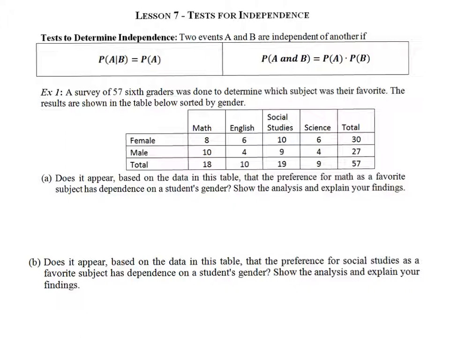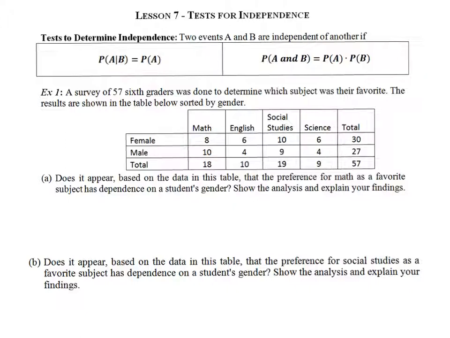Today in lesson number 7, we're going to expand on what we learned in lesson 6 as far as dependent and independent events, and learn about some tests for independence that will allow us to use probabilities to decide if events are independent of each other.